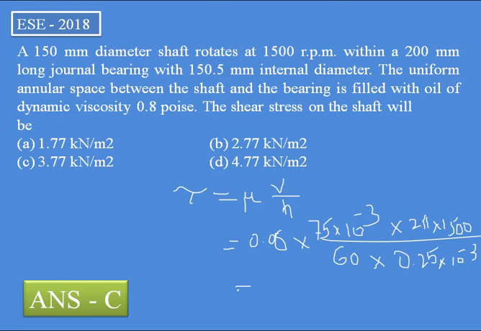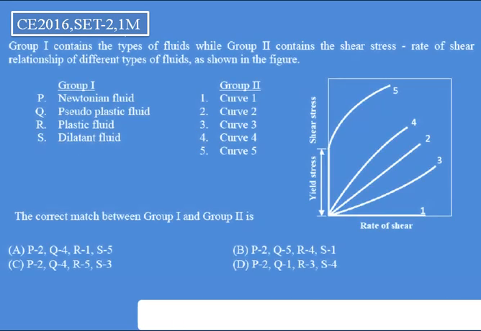So finally, what you're going to get after calculating all this is C, which is 3.7 kilonewton per meter square. Okay, we'll see the next problem. And this problem was asked in GATE Civil Engineering 2016 in Set 2 for 1 mark.